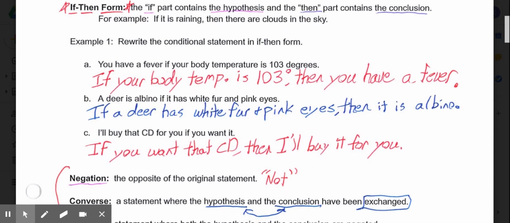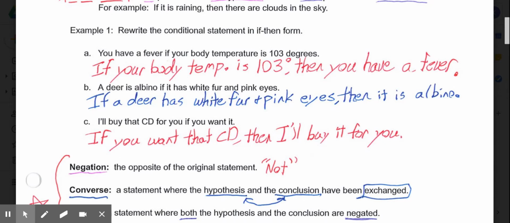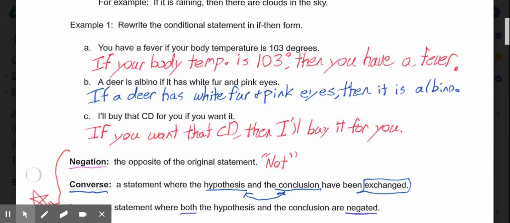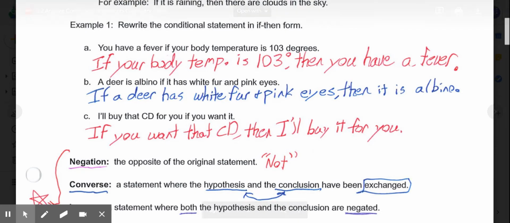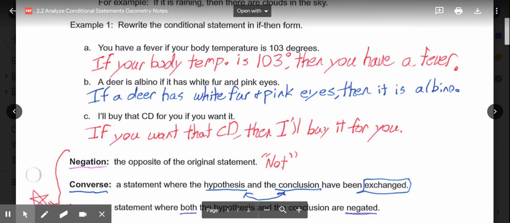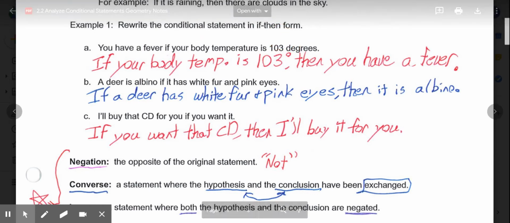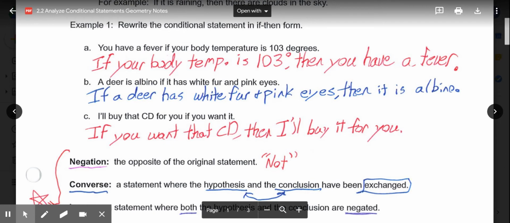First, just to write conditionals in if-then form. In A, we are given this statement: you have a fever if your body temperature is 103 degrees. I can rewrite that as: if your body temperature is 103 degrees, then you have a fever. We're just rearranging this into an if-then statement. They already gave us the word if, so I knew my hypothesis, if your body temperature is 103 degrees, and our conclusion, that you have a fever.